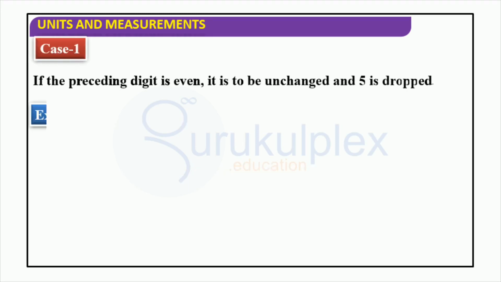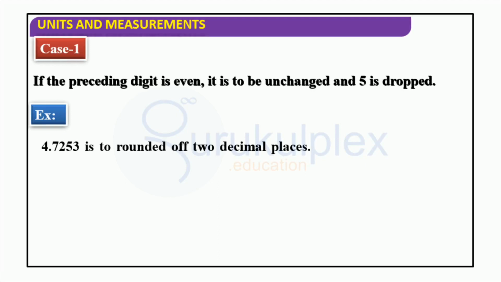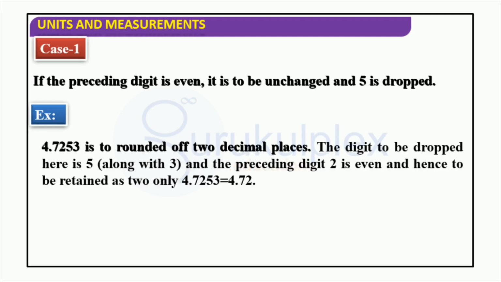When it comes to units and measurements, rounding off is an important factor to take into consideration. For instance, 4.7253 should be rounded off to 2 decimal places. This means that the 5 and the 3 following it must be dropped. In this case, the preceding digit, 2, is even, so it needs to be retained, leading to 4.7253 being rounded off to 4.72. Therefore, when the preceding digit is even, it should remain the same and the 5 should be dropped.